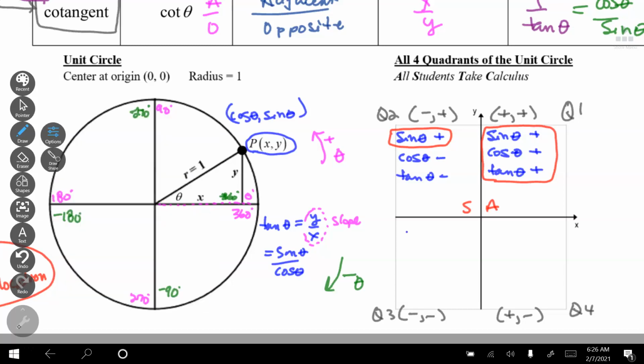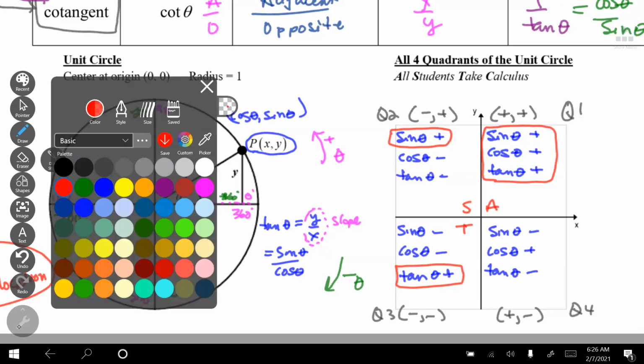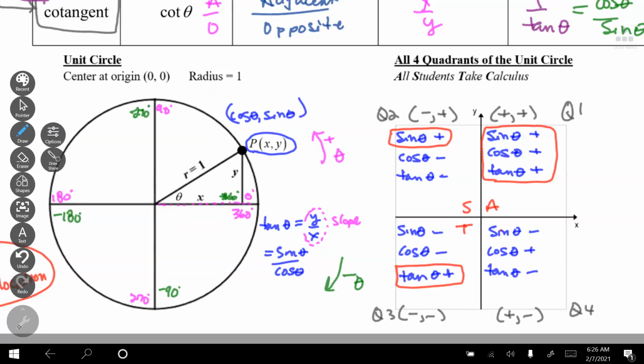Go to quadrant 3. Sine, the y value, is negative. Cosine, the x value, is negative. And tangent, the y over the x, is negative over a negative, which is a positive number. So only tangent is positive in quadrant 3. I put a T there. And finally in quadrant 4, sine, the y value, is negative. Cosine, the x value, is positive. Tangent, the y over x, is going to be negative. So only cosine is positive. I'm going to put a C here.